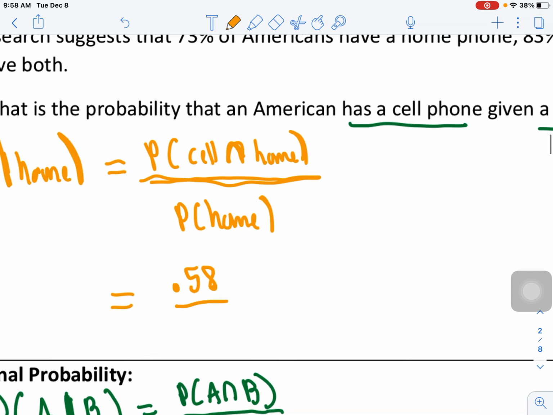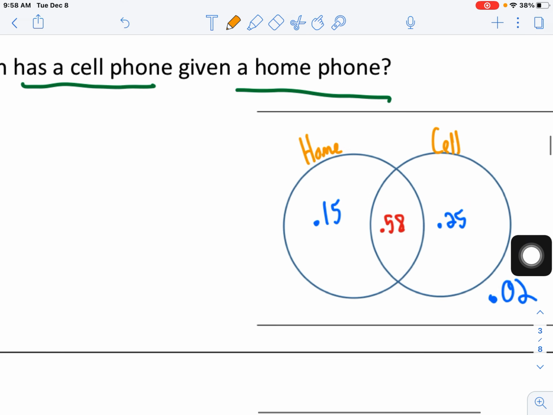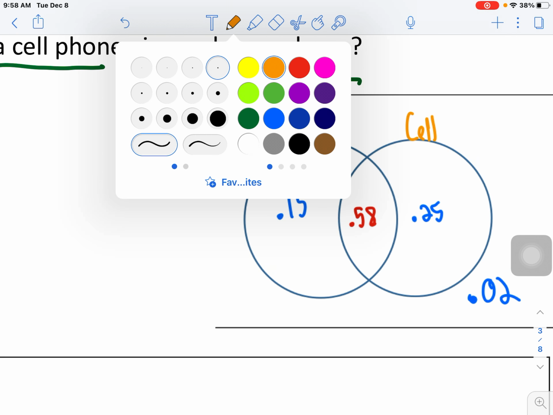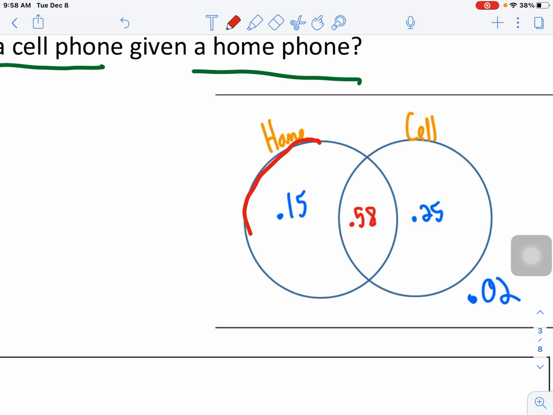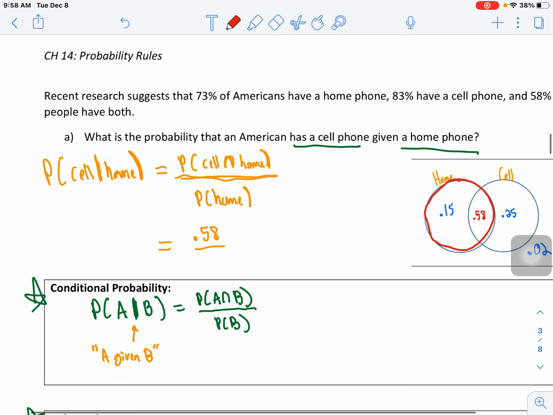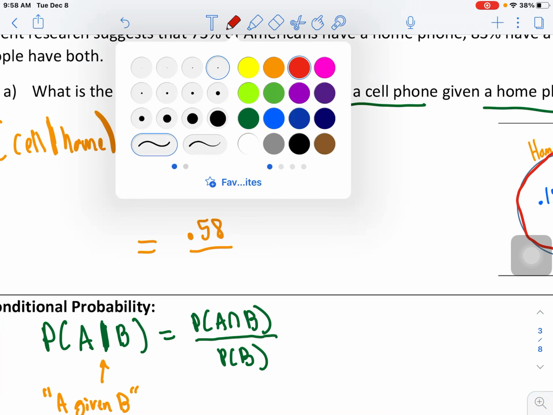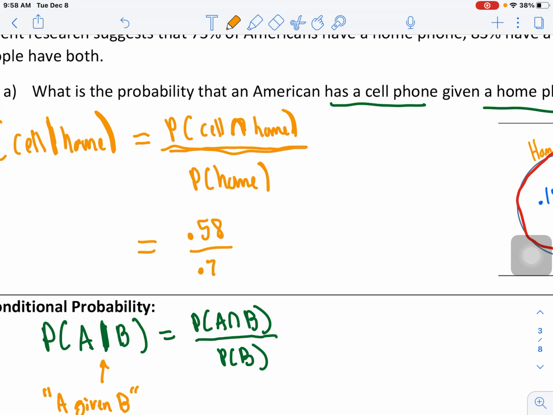And the bottom piece, the probability of having a home phone. Keep in mind that's the entire probability of having a home phone. So that is this entire circle, right? What's the probability in general somebody has a home phone? Well, that's 58%. No, not 58, sorry, 73%. Okay, and if I actually did this, 0.58 divided by 0.73, we get about 0.795.